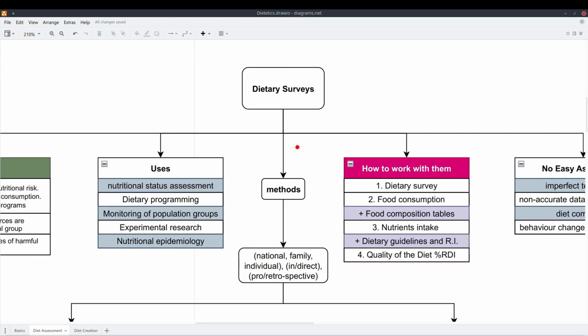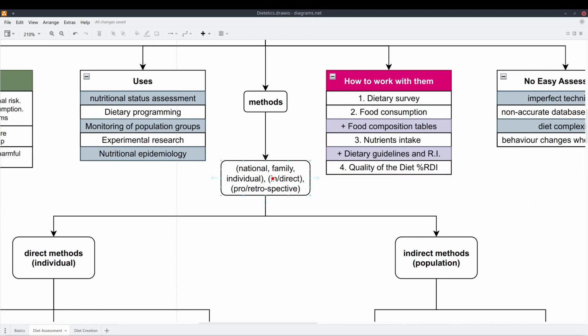Methods for the dietary surveys. We have different types here. Methods are, for example, the national, the family, and the individual. This is based on who is the target. It can be indirect or direct, the way in which we gather the information, and it can also be prospective or retrospective. One means that it's right now, and the other one is based on the past.